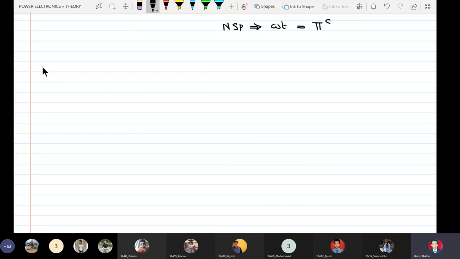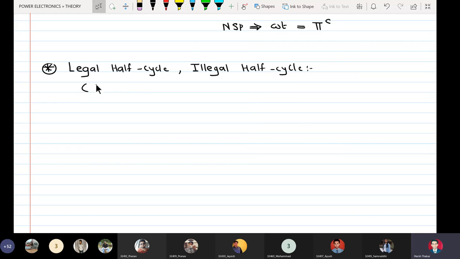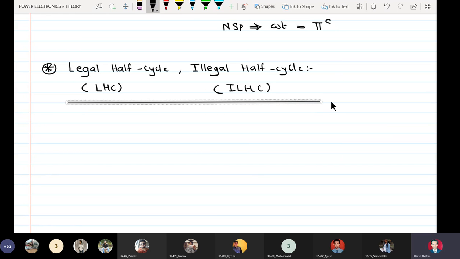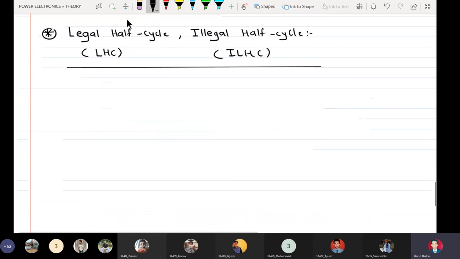So next and the last important point for converters is what is called legal half cycle and illegal half cycle. Let us call them LHC and ILHC, that is legal half cycle and illegal half cycle. Let us define it and find the values of legal and illegal half cycle in the circuits above. So what is legal half cycle?